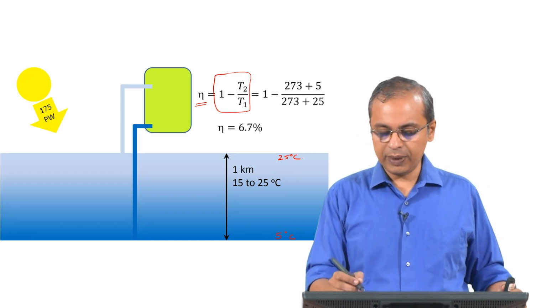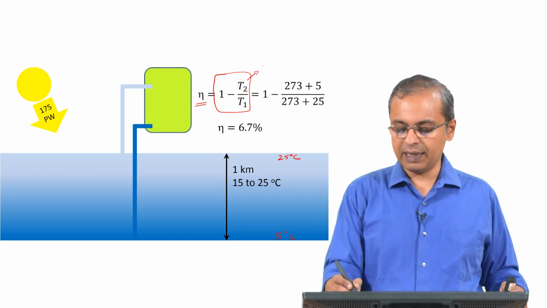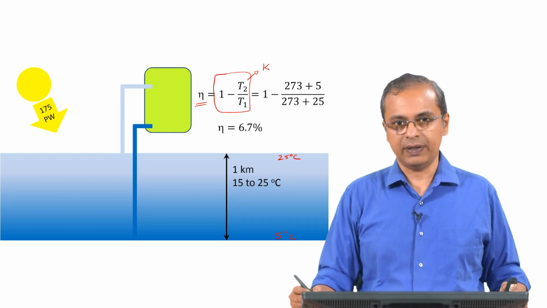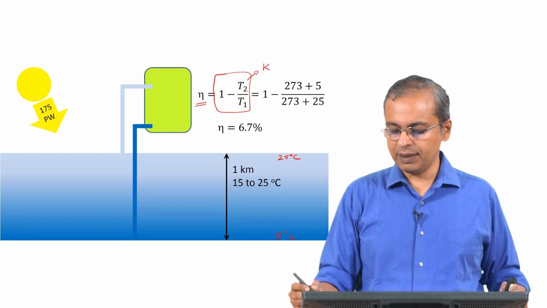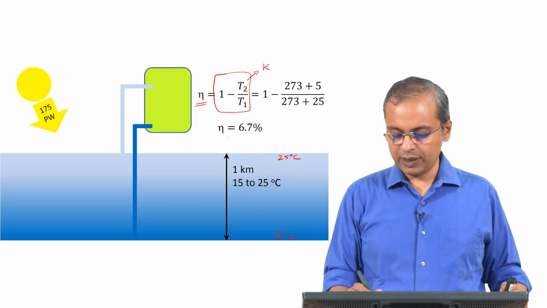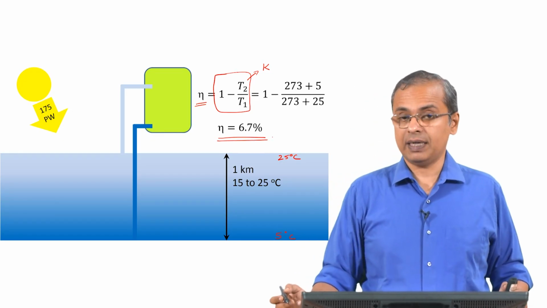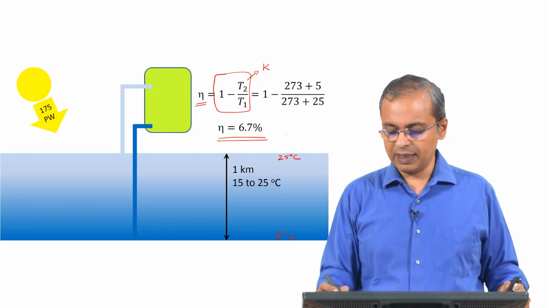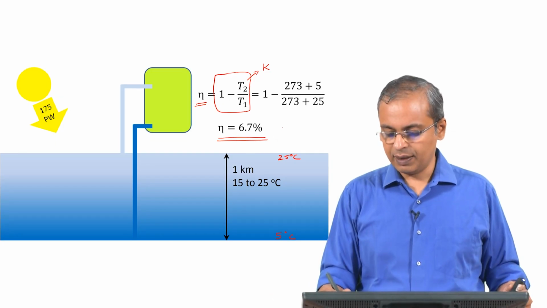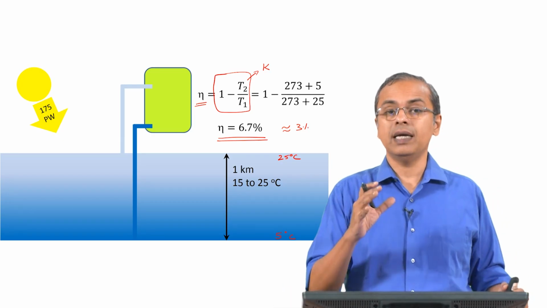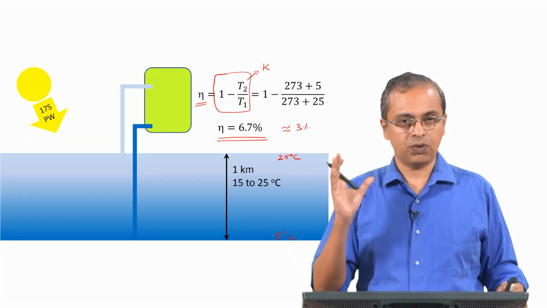T2 and T1 have to be absolute temperatures, so in Kelvin, that is 278 Kelvin and 298 Kelvin respectively. So, 1 minus 278 by 298. If you do the calculation, you will arrive at about 6.5% roughly. That is the best that we can get. In fact, mostly we are not even doing this, we are really looking at values of the order of 3%. That is the more practical kind of efficiency that you get out of an OTEC plant.